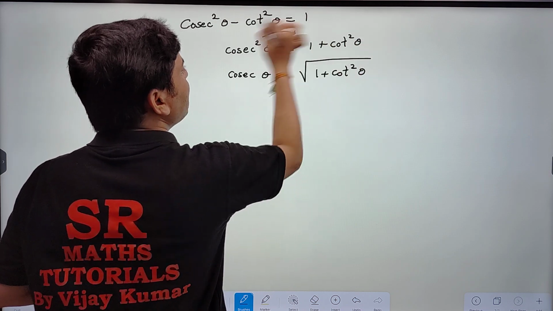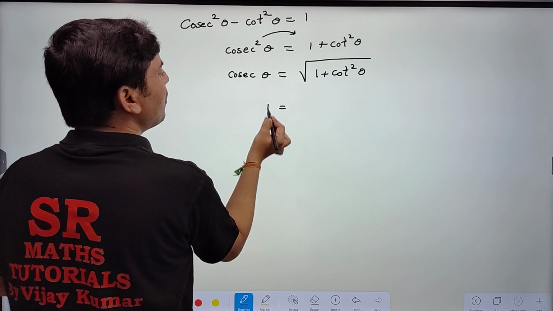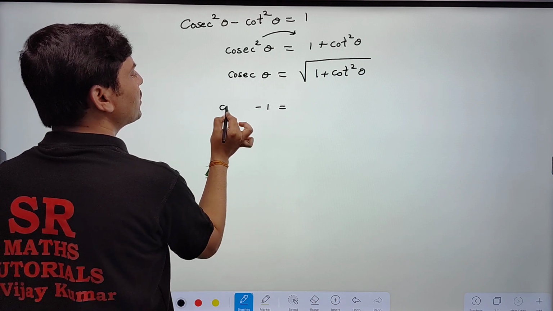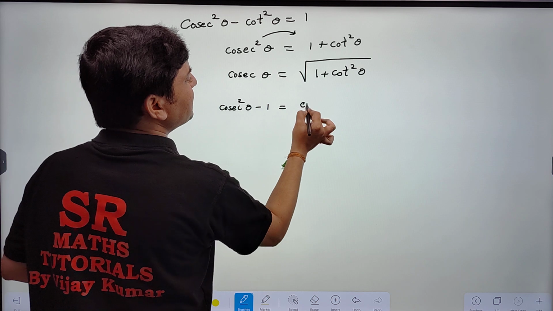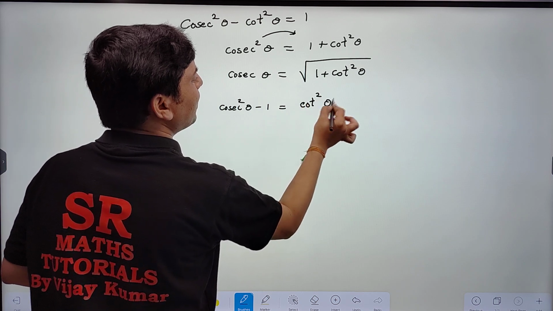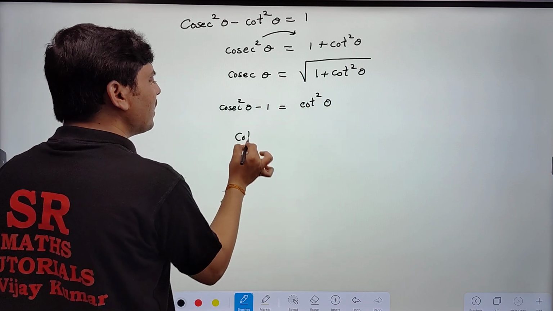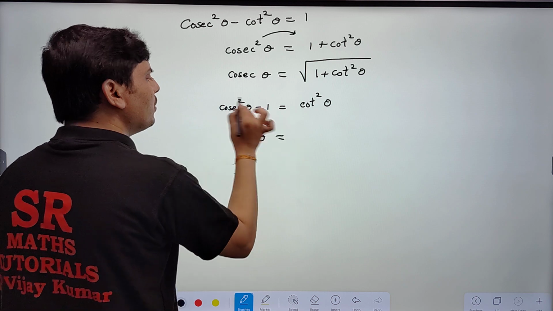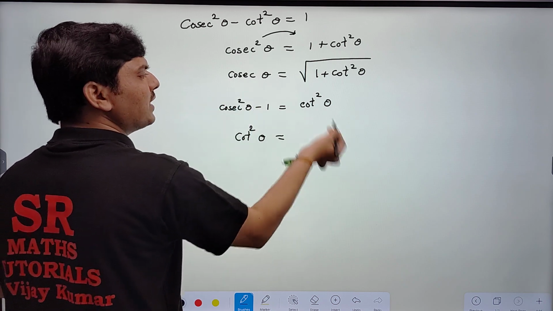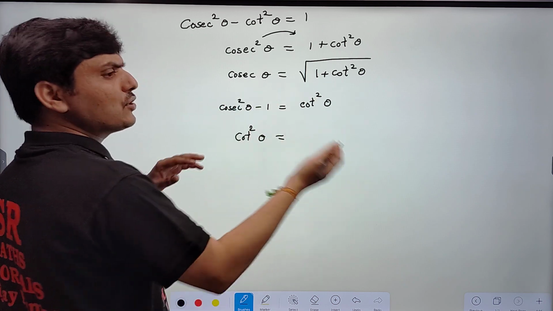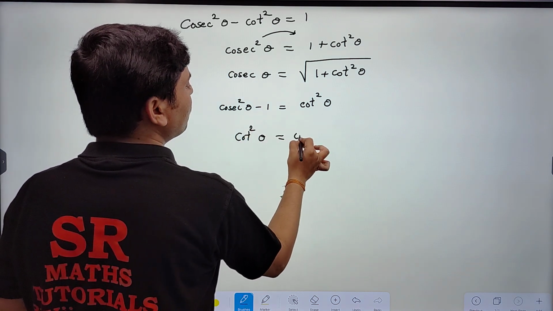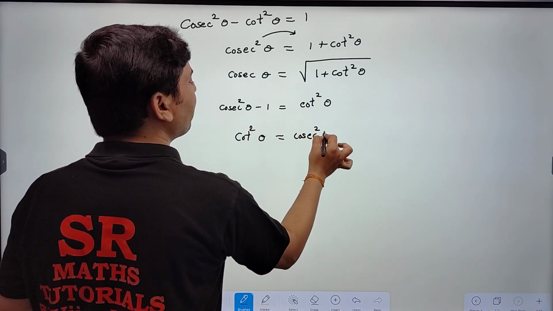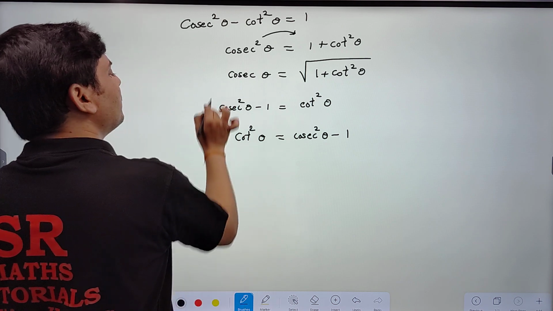Now I want cot square theta. So this 1 is coming from right to left: 1 is subtracted from cosecant square theta. The remaining term on the right side is cot square theta. I want cot square theta on the left side. You write the right side term on the left side: LHS is equal to RHS, then RHS is equal to LHS. So cot square theta is equal to cosecant square theta minus 1. This is very important.